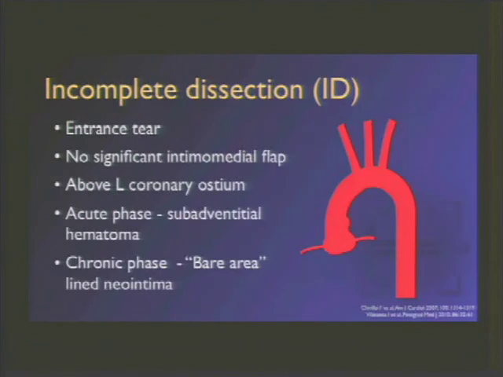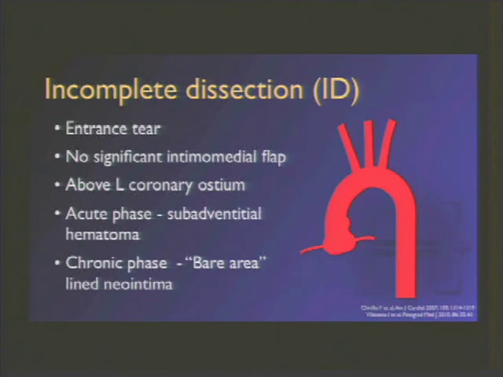Finally, a concept that, when I reviewed this talk for this meeting, I just came across. It has been in the literature for a while, and I was not aware of it: incomplete dissection. These patients have an entrance tear, but they don't have a significant intimomedial flap, so we're not going to see an intimomedial flap. It usually happens above the left coronary ostium. And I think this is one of the problems.